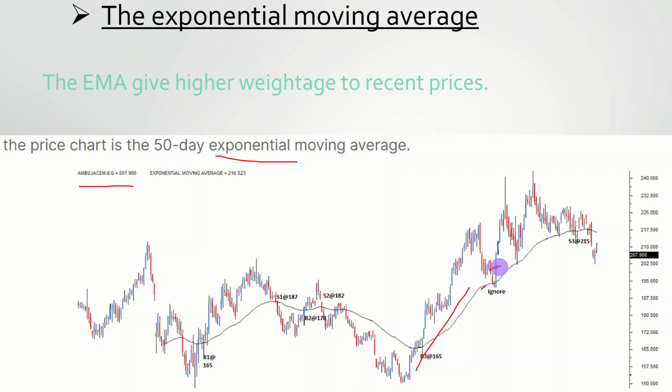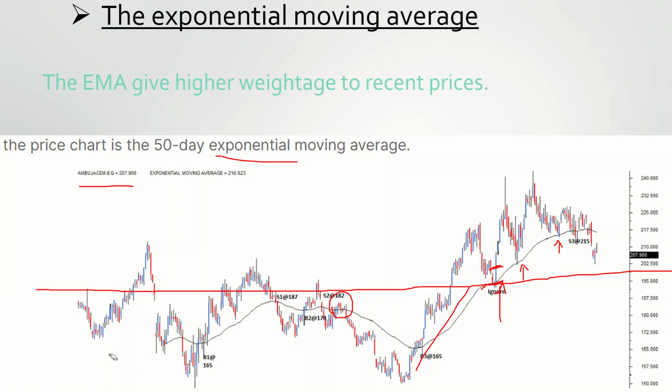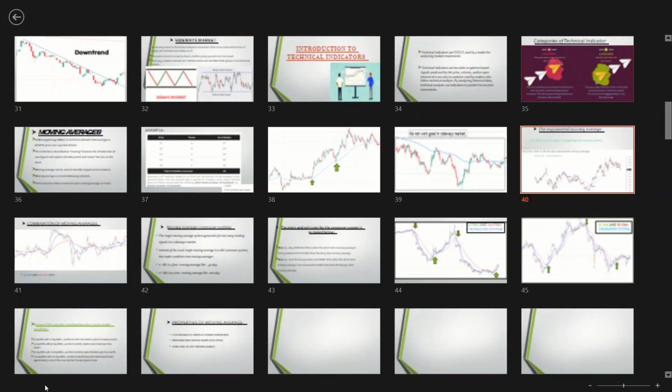It has given you a buying opportunity at this point, and it has shown you a support and resistance zone too. The price took support at this point, again at this point, and again at this point, you can see. And when the price is in a downtrend, it is taking resistance from this moving average.